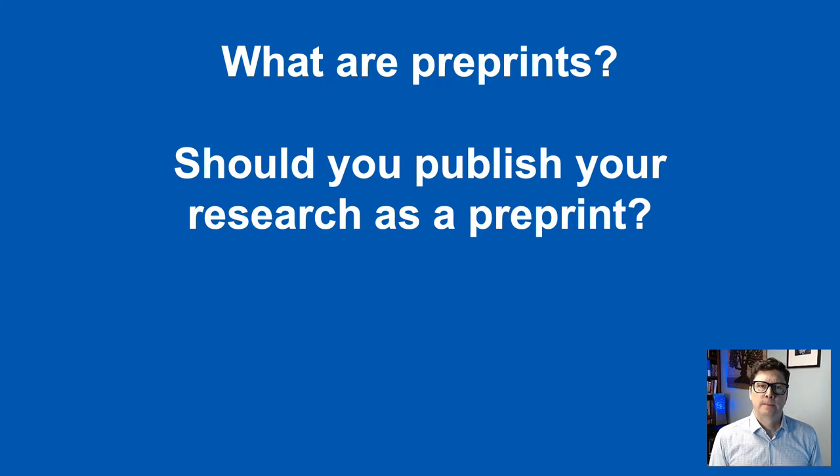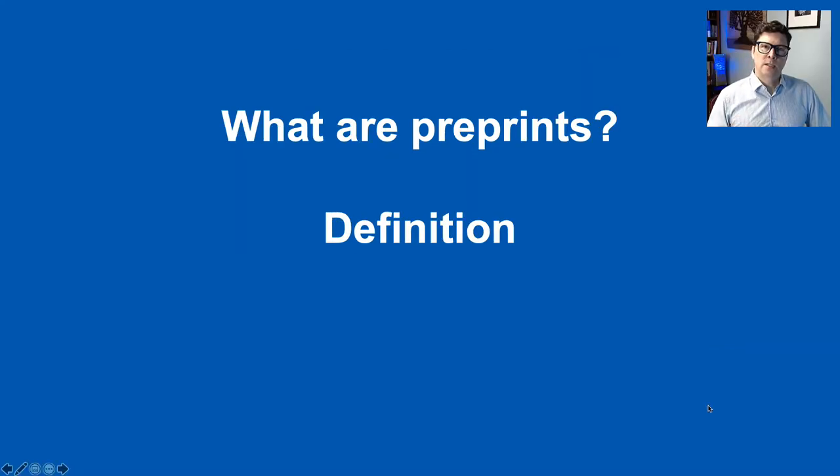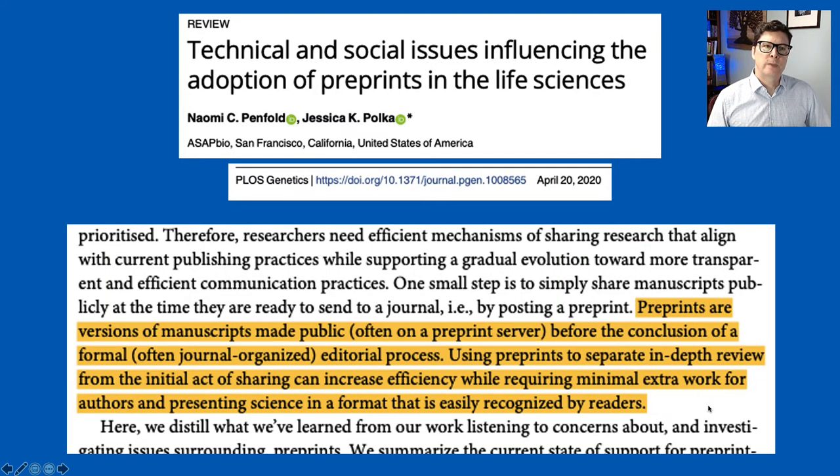What are preprints? First, let's have a definition. One of the best definitions I have seen comes from this article. Preprints are versions of manuscripts made public, often on a preprint server, before the conclusion of a formal, often journal-organized editorial process. Using preprints to separate in-depth review from the initial act of sharing can increase efficiency while requiring minimal extra work for authors and presenting science in a format that is easily recognized by readers.